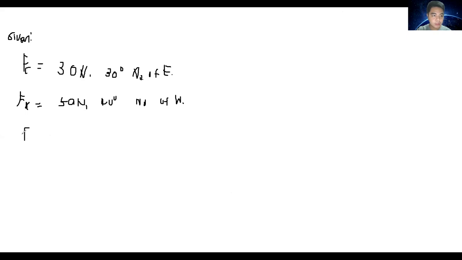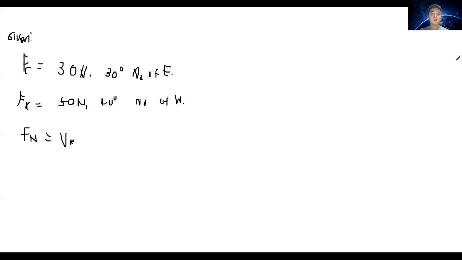Let's suppose that the net force is F sub N. This is also equivalent to V sub R, the resultant vector. So when they say net force, that is the sum of all forces. In this problem, we have the force C and force D. Now let us determine their net force or resultant vector.